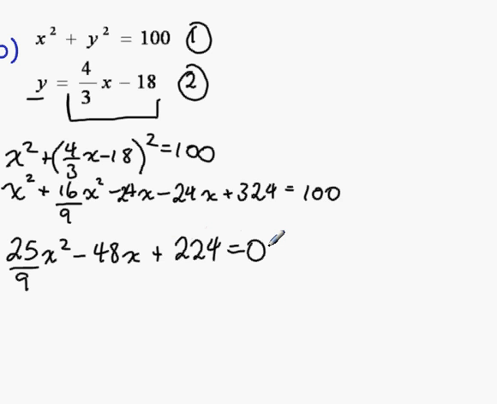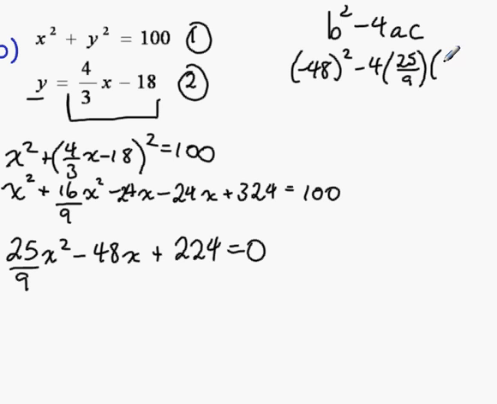Before we try and solve this by factoring or the quadratic formula, we want to use the discriminant to see if we're going to end up with two solutions, one solution, or no solution. Okay, so we're going to take our a, b, and c values and substitute them into the discriminant. So my b value is -48. My a value is 25/9. And my c value is 224.